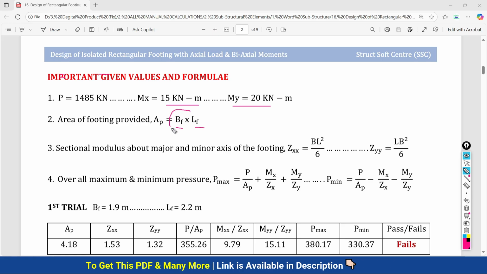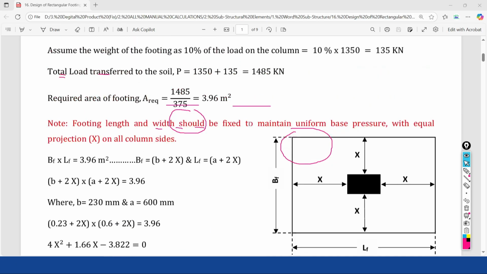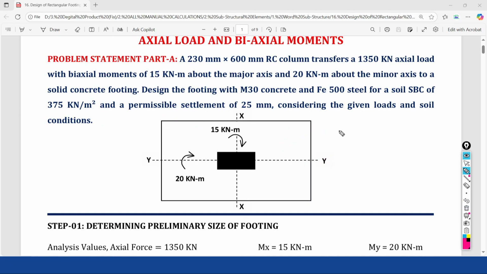If you are going to take the multiplication of these two things, you will get the area of the footing. And the third formula is about the sectional modulus. What does the sectional modulus mean? It is very simple. So the basic formula for the sectional modulus is what?